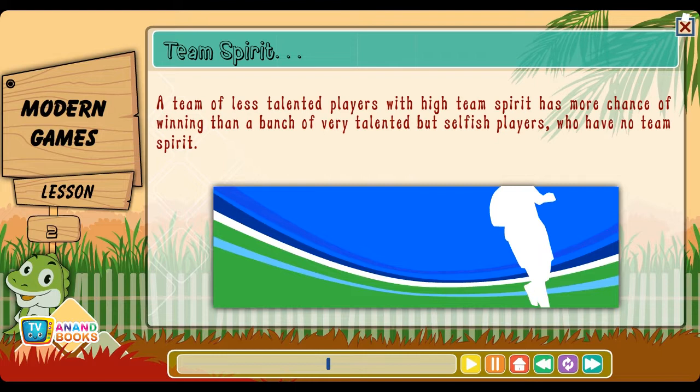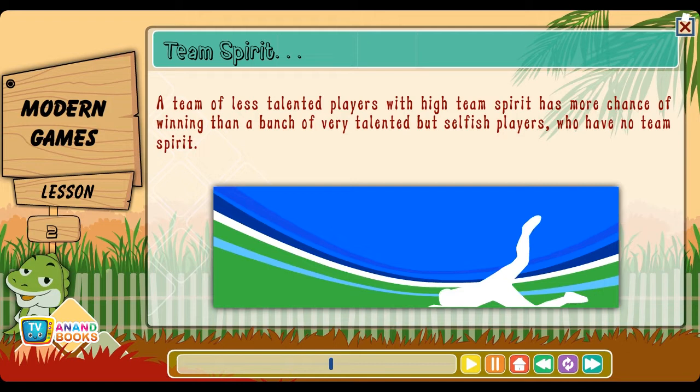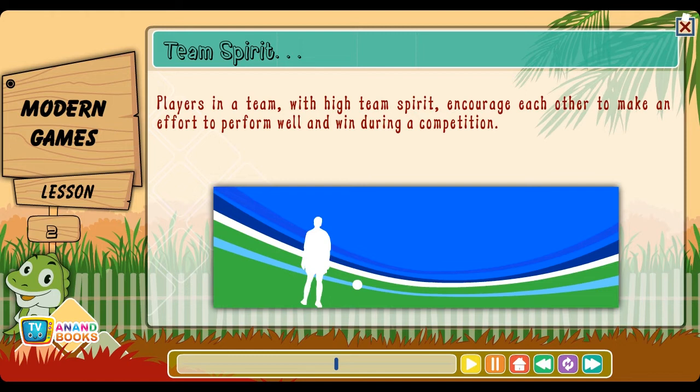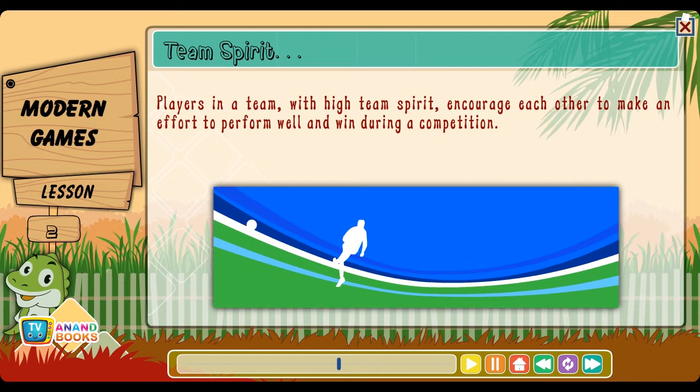A team of less talented players with high team spirit has more chance of winning than a bunch of very talented but selfish players who have no team spirit. Players in a team with high team spirit encourage each other to make an effort to perform well and win during a competition. Captain of the team.